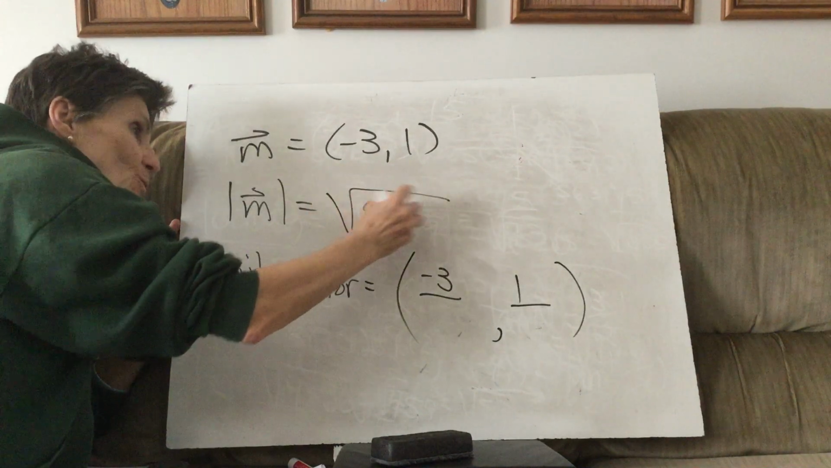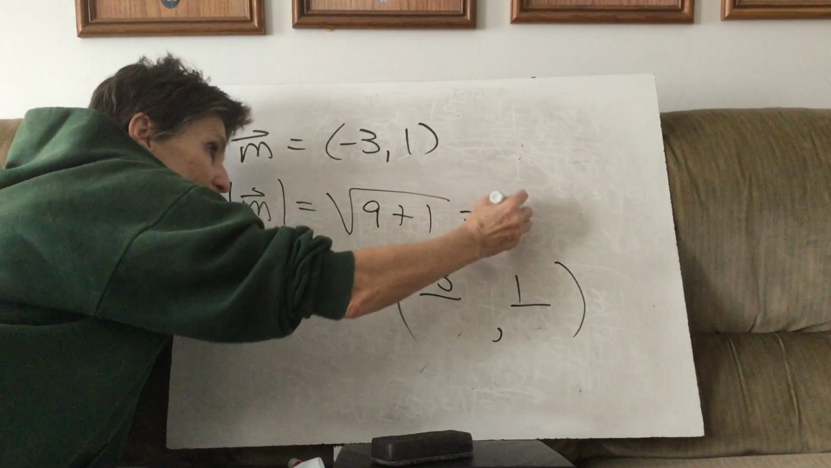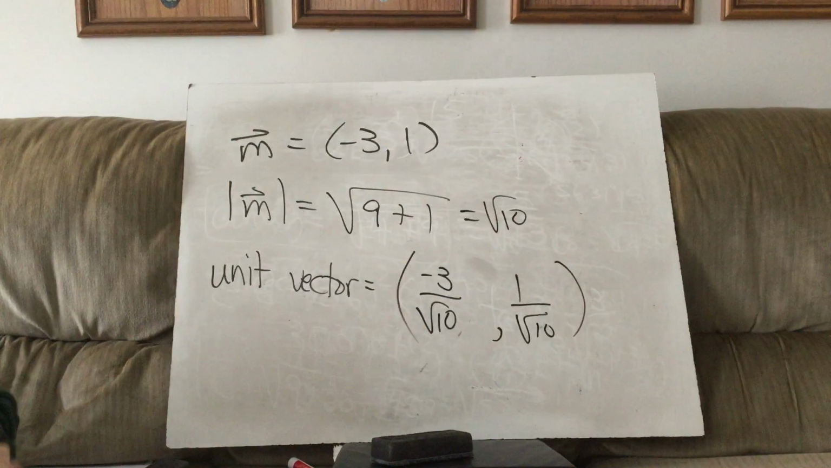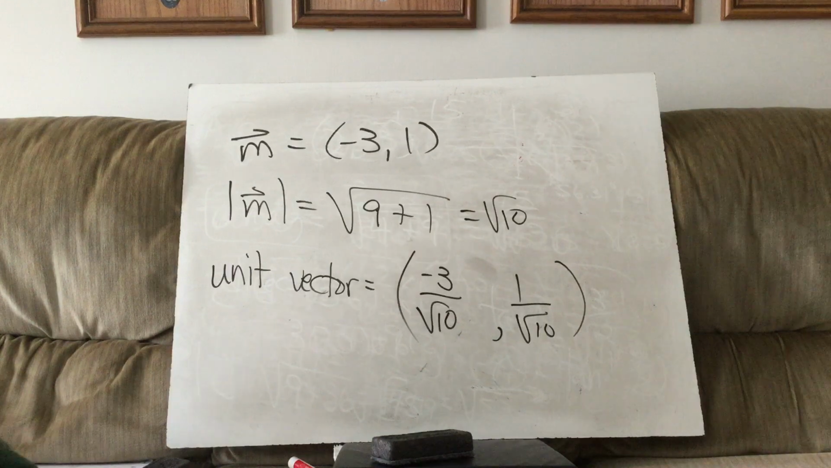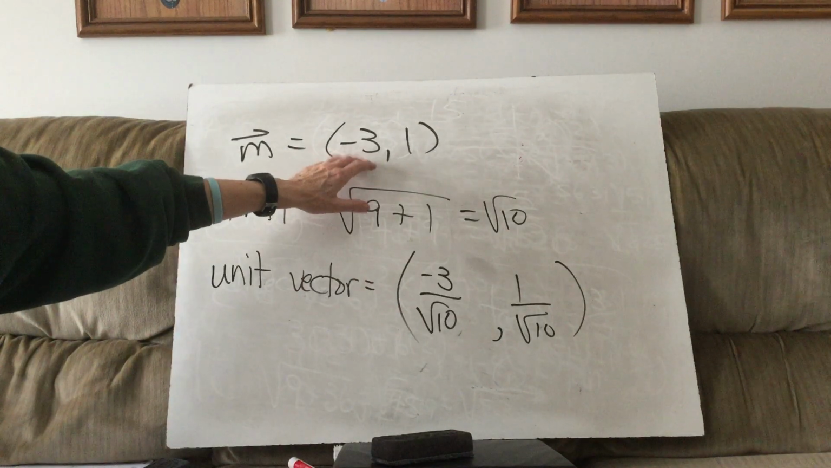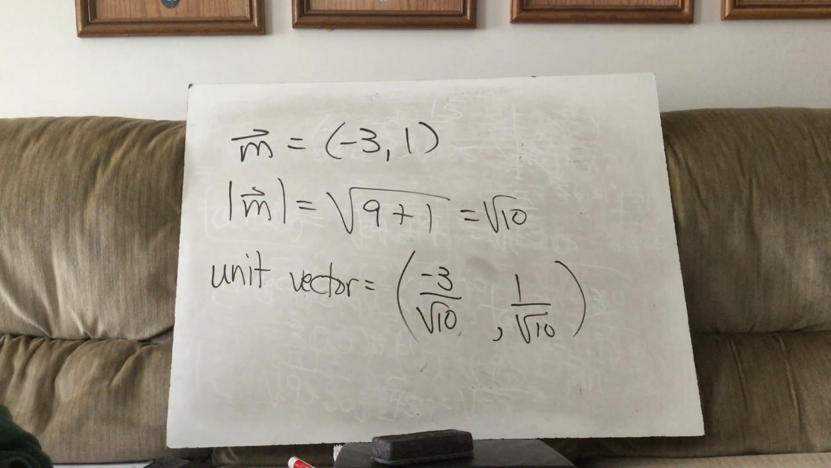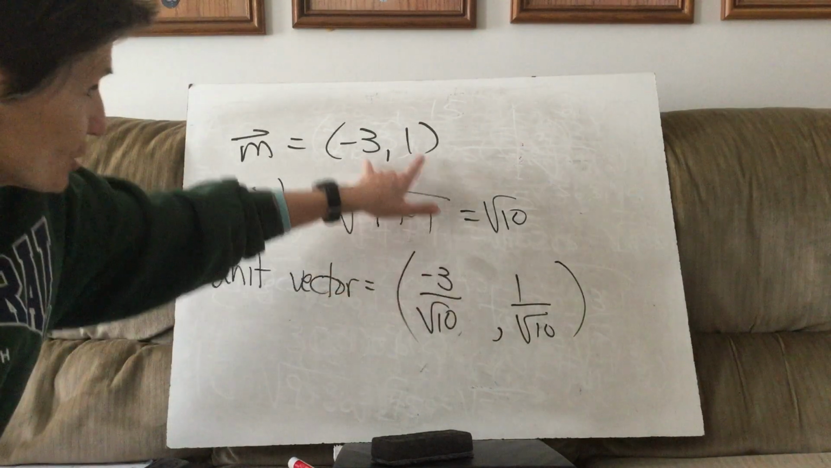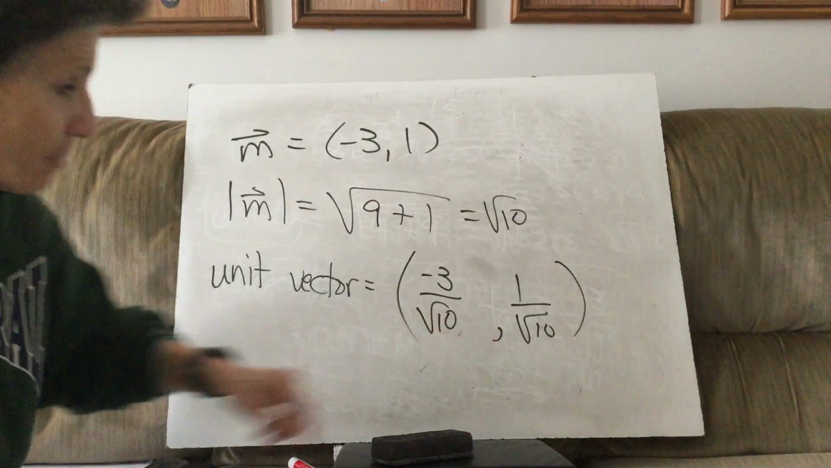Square the first one, square the second one. Add them up and take the square root. There, my friends, is your unit vector. That's all there is to it. That is the vector that is in the same direction as the original, but it's only 1 unit long instead of √10 units long. To find a unit vector, you simply take the coordinates of the original and divide by the magnitude.